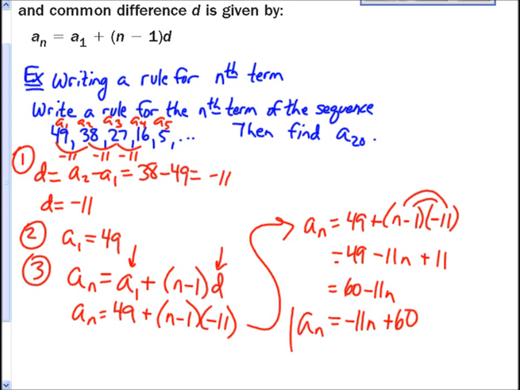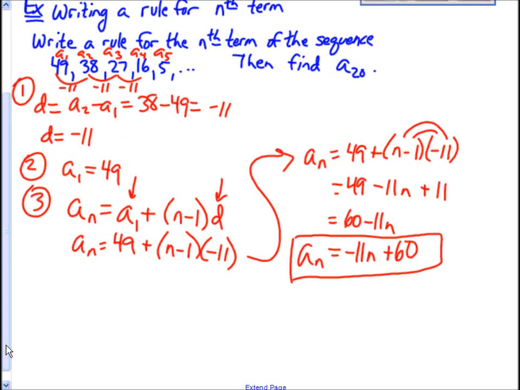That's your nth term. So if you plugged in 2, for instance, into this formula, if you're trying to find the second term, what's 60 minus 22? Well, that's 38. Guess what? That's your second term, isn't it? So this nth term formula will find you all of the terms that you need.